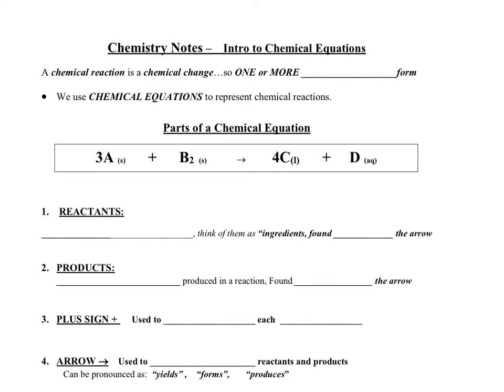This is an intro to chemical equations. Now, a chemical equation or a chemical reaction is a chemical change. What that means, referring to chemical changes, is that something new is being created. One or more new substances are forming as a result of this reaction.